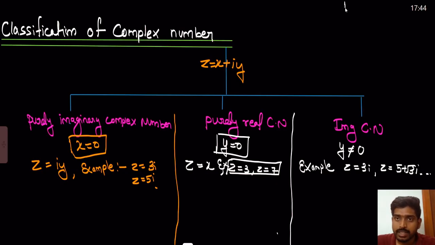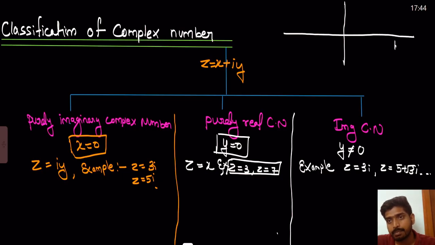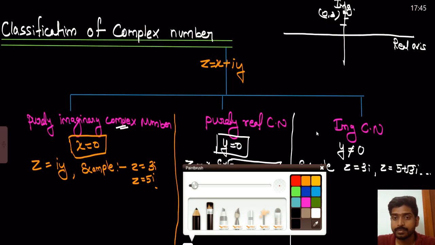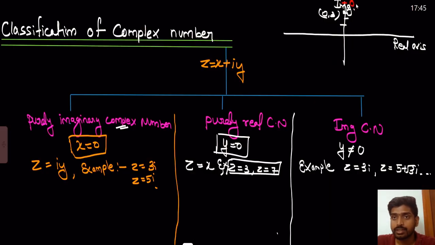Now next, in the complex plane, this horizontal axis represents the real axis, and this vertical axis represents the imaginary axis. In the case of purely imaginary complex number, where will it lie in this complex plane? It will lie on the imaginary axis. This 3 iota will lie somewhere here, 0 comma 3. 5 iota will lie somewhere here, 0 comma 5.